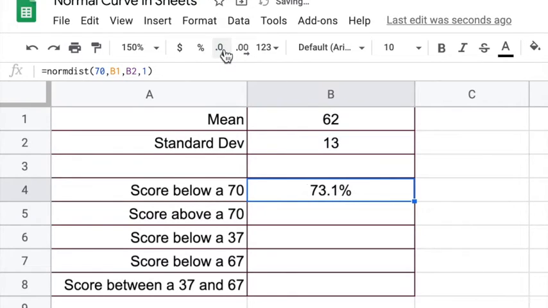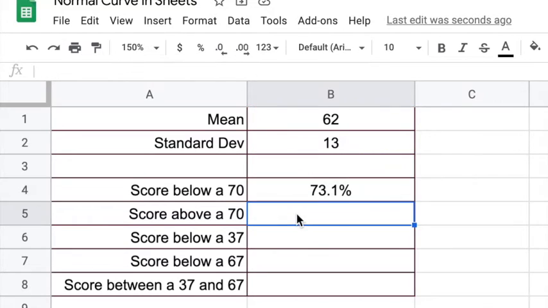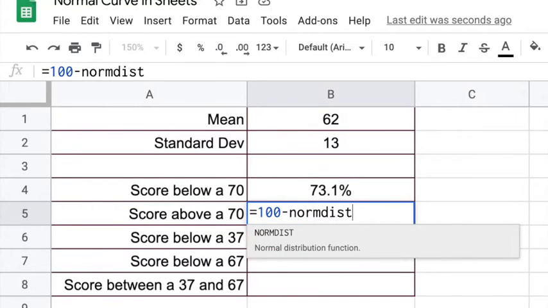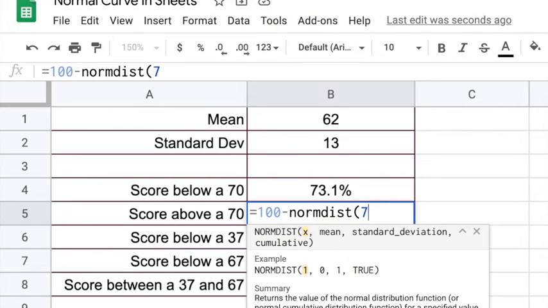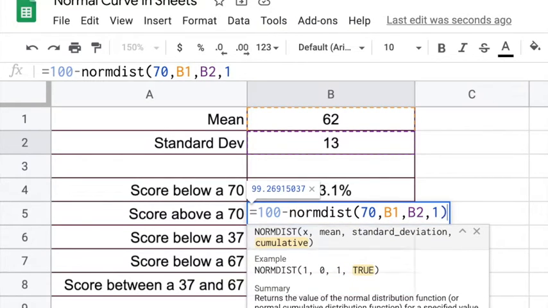So I generally do about 1 decimal place. All right, so that would be the formula for less than 70. It's just a straight pull off of the table. Now, if we want to go greater than 70, then we're going to have to do the 100 minus it. So it's going to be 100 minus norm dist, and then 70, and then mean, then standard deviation, and then 1.